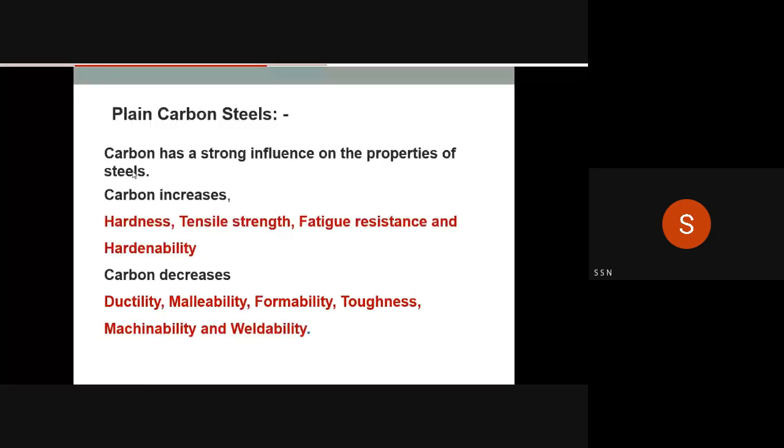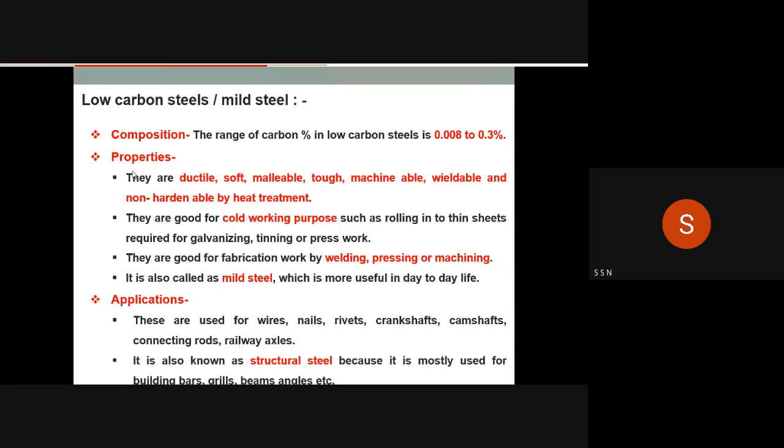Like that, in low carbon steel the percentage of carbon is very, very low, 0.008 to 0.3. That means all properties will be good. They are ductile, soft, malleable, and tough, their machinability is good, weldability is also good, and they are non-hardenable by heat treatment. They do not harden much after heat treatment. All these properties hold for low carbon steel because the carbon percentage is low.